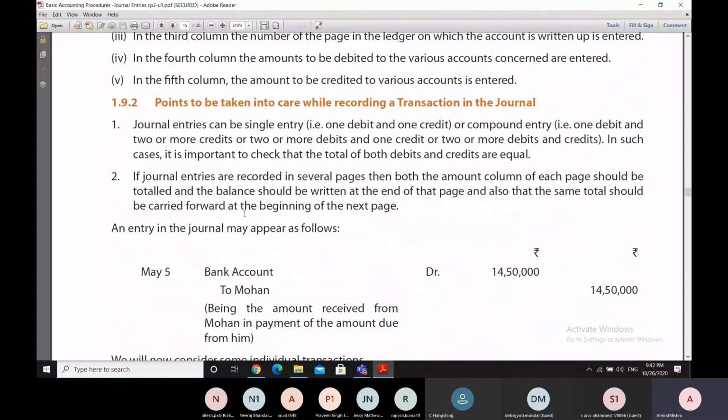Now, what are the points to be taken into care while recording a transaction in the journal? Journal entry can be a single entry, one debit and one credit, or it could be a compound entry where there could be one debit and two or more credits, or two or more debits and one credit, or there could be two or more debits and credits. In such cases, it is important to check that the total of both the debits and credits should be equal.